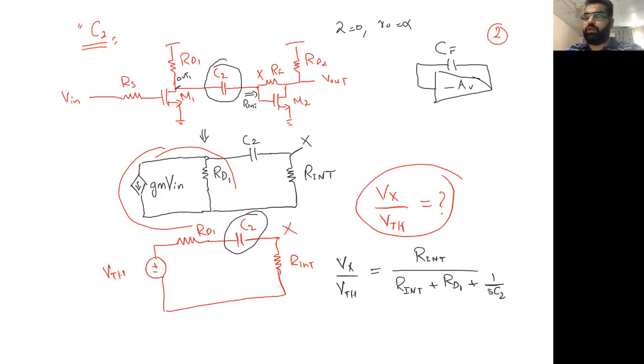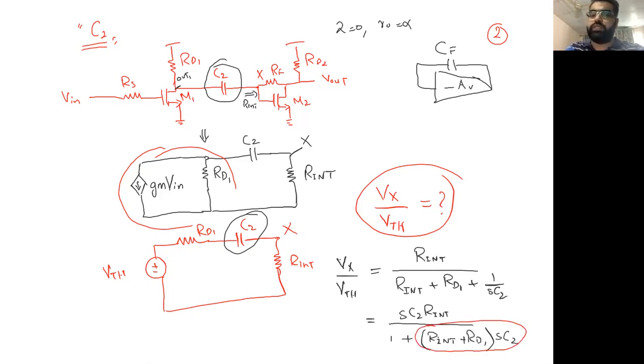And if we do this small manipulation, we will end up that is equal to SC2 R int, which is basically a zero information. And this will be equal to 1 plus R int and RD1 times SC2. And this is basically telling us the information about the pole, the second pole. So the second pole will be equal to R int plus RD1 times C2. So this is the information associated with the second pole.